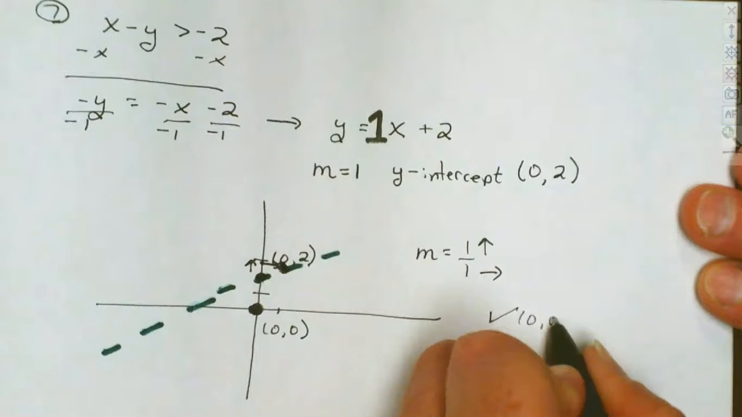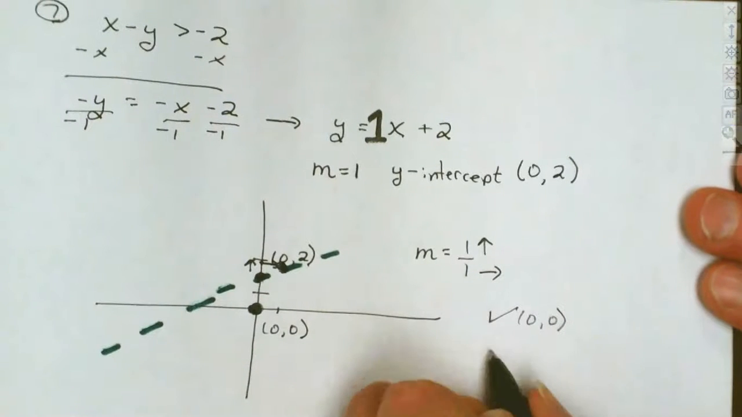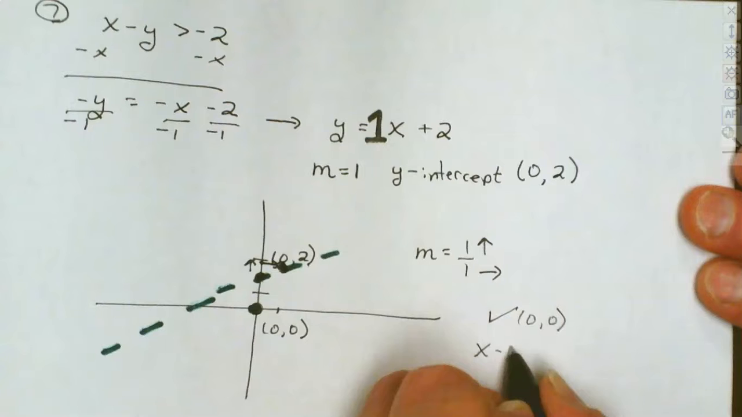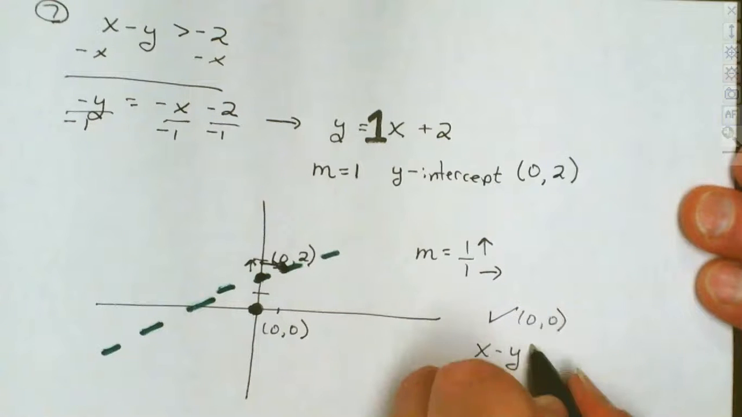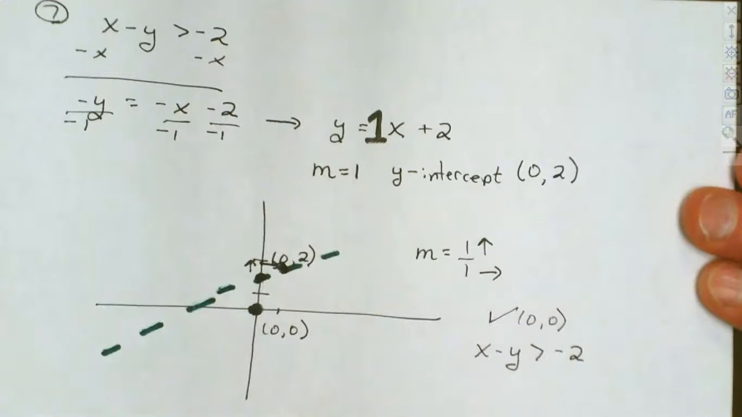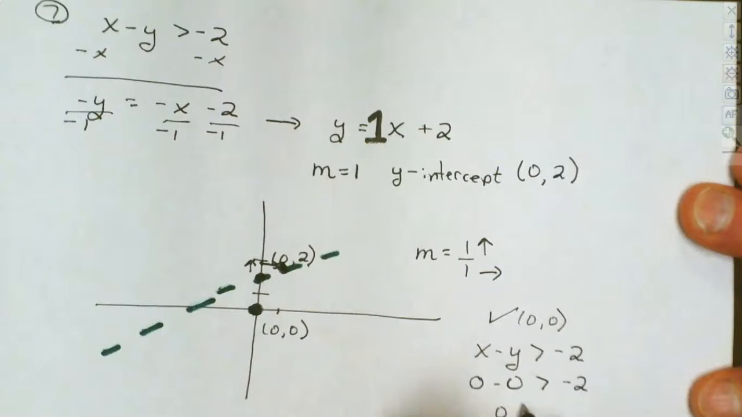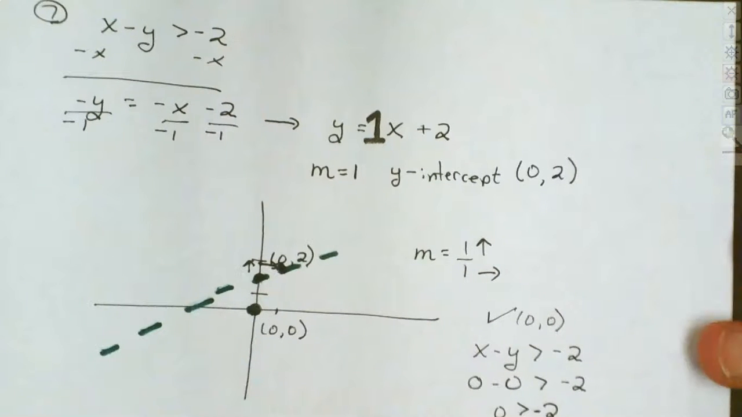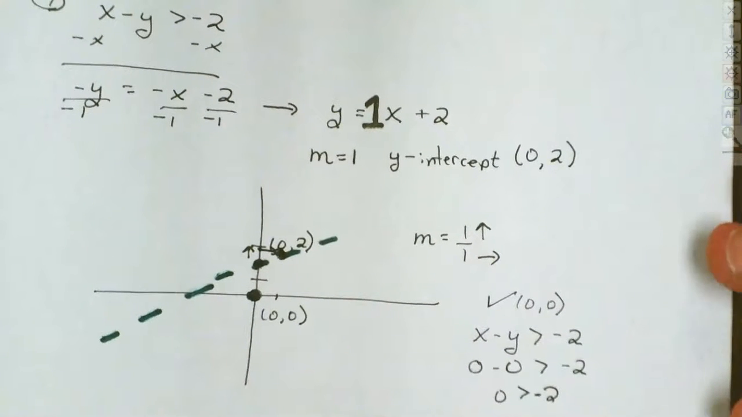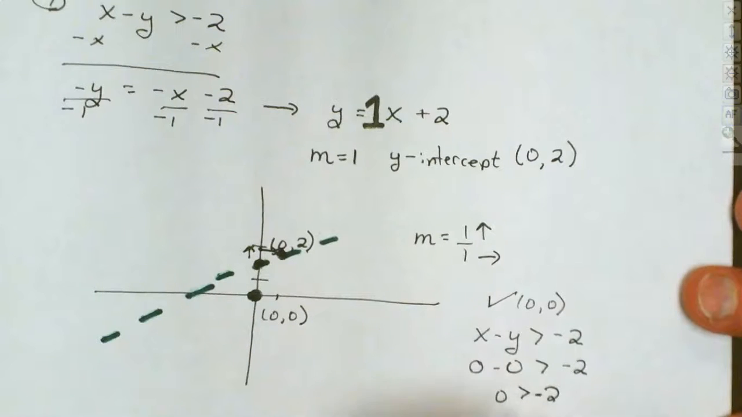So let's check that 0, 0 back in the original. And that is x minus y is greater than negative 2. So plug our values in. And is 0 bigger than a negative 2? Is that true or is that false? Is 0 bigger than a negative 2? Yep, that would make it then true, wouldn't it?